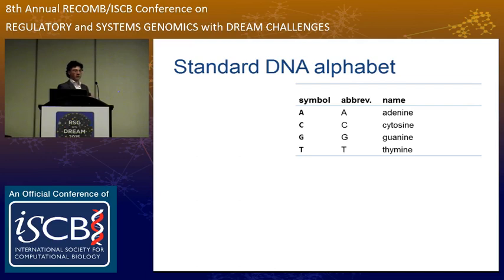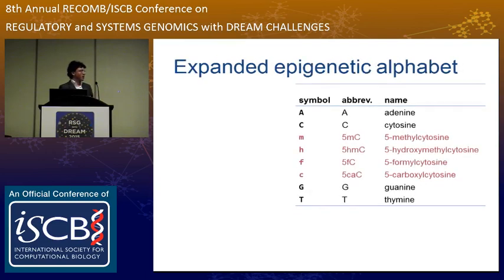So now we have a model of transcription factor binding using the standard DNA alphabet of A, C, G, and T. But we want to additionally model these new epigenetic modifications. And so to do that, we expand this alphabet, and we add new symbols to represent these new modifications: M for 5-methylcytosine, H for 5-hydroxymethylcytosine, F for 5-formylcytosine, and C for 5-carboxylcytosine.